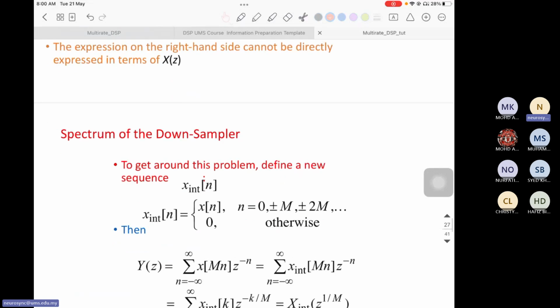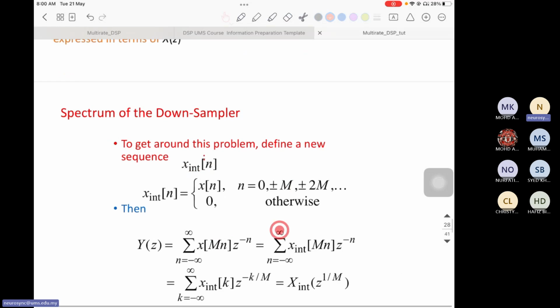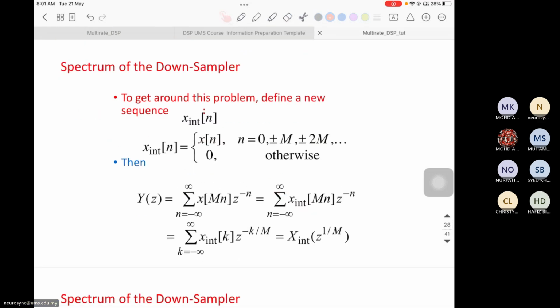So this x of n exists only for 0, plus minus M, plus minus 2M, and so on. Okay. So I have defined a new sequence which is x integer of n. Now I can write the z transform for this. So Y of z, I can say n will go from minus infinity to infinity, this is x of m and z inverse. Now instead of this, I can write the x integer.